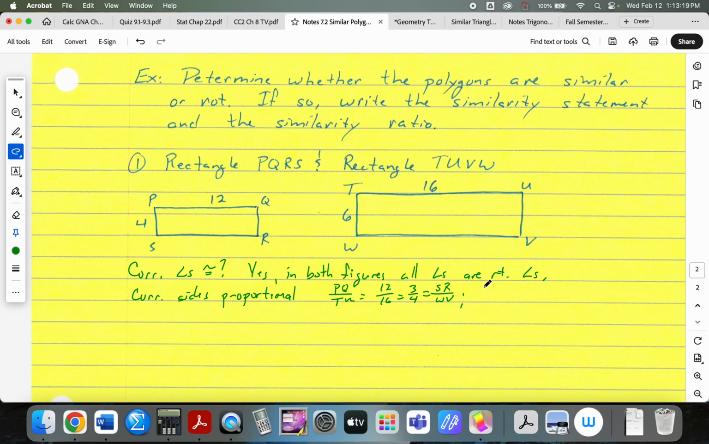And then let's check the other ones. PS to TW is going to be the same as QR to UV. That's going to be 4 to 6, which is 2/3. Are the corresponding sides proportional? No. So these are not similar.